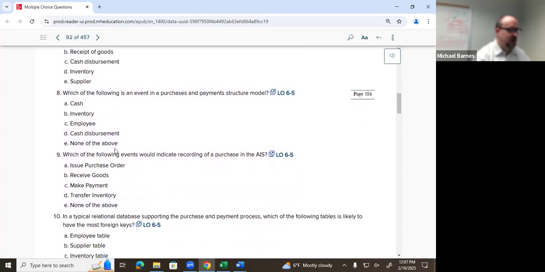All right. And then question number 8, they decided to mess with us. Which of the following is an event in the purchasing process structure model, and they changed the answers. So let's just go ahead and go through the answers. First of all, cash. Is cash an item in our purchasing process? Yes. So what kind of class is it? Resource, event, or agent? Resource, good. All right. Inventory, is it one of our classes? Yes. Which class is it? It's also a resource. Employee, is that one of our classes? Yes. Which class is it? Agent. And then cash disbursement, is that one of our classes? Yes. And hopefully it's an event because we don't have anything left, okay? So it is an event, so D is our answer.